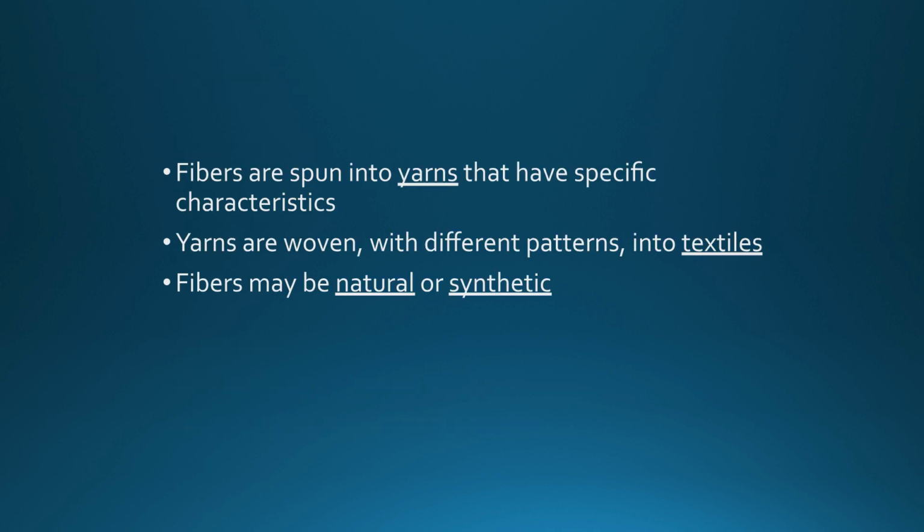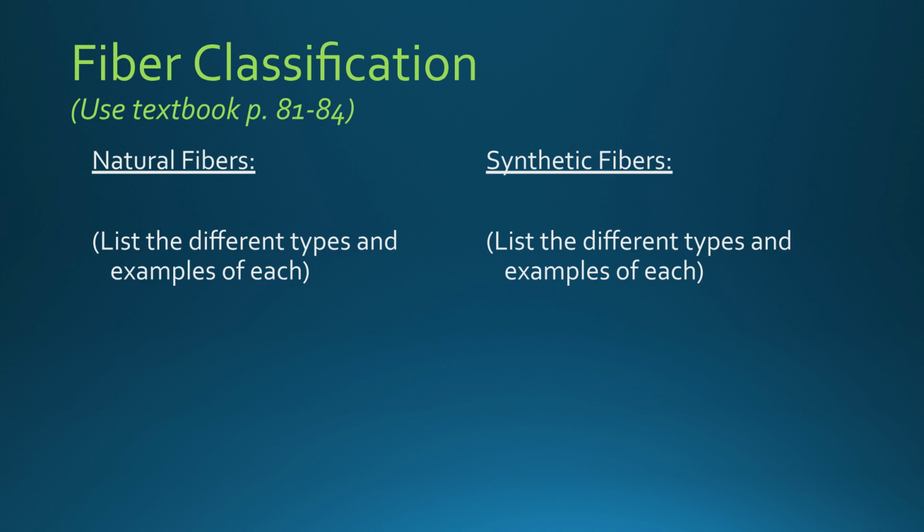Fibers are spun into yarns with specific characteristics, which are then woven into textiles. Fibers are classified as either natural or synthetic. Fiber classification includes both natural and synthetic fibers. You can use your textbook on pages 81 to 84 to list the different types and examples of each.